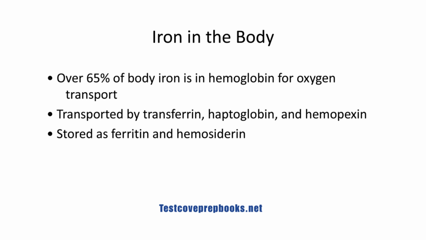Iron is an essential element in the body, with more than 65% of it found in hemoglobin, where it plays a critical role in transporting oxygen. Iron is transported in the blood by proteins such as transferrin, haptoglobin, and hemopexin. For storage, the body keeps iron in two primary forms, ferritin and hemosiderin.